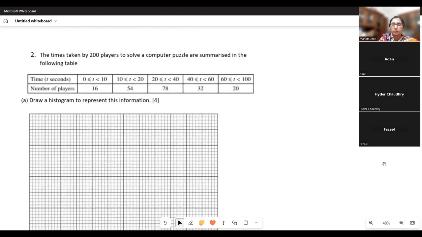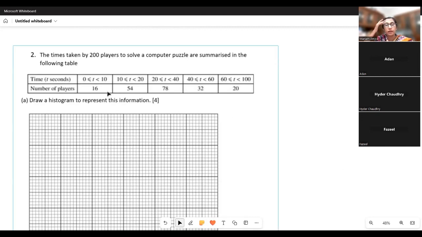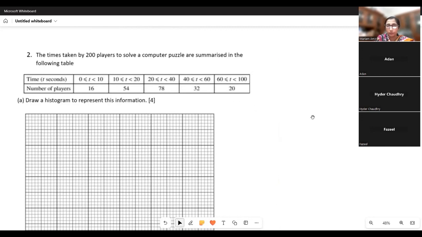Question number 2, histograms. The times taken by 200 players to solve a computer puzzle are summarized in the table. Draw the histogram to represent this information. Unlike the previous question that had gaps in the data values, here there is no such issue. It's 0 to 10, then 10 to 20, then 20 to 40, and so on. So that means the bars are connected.